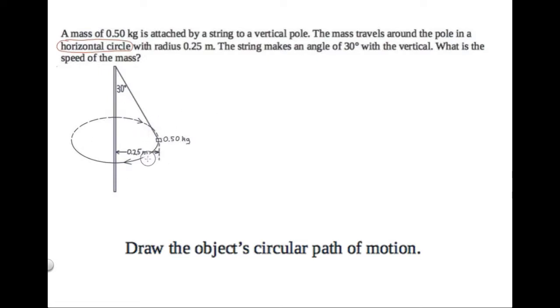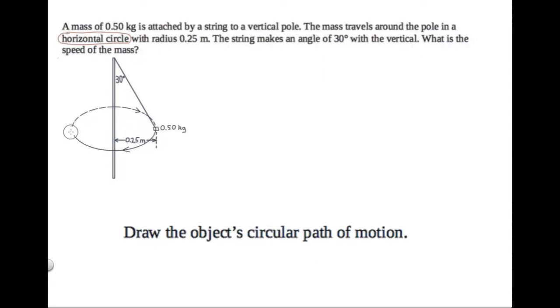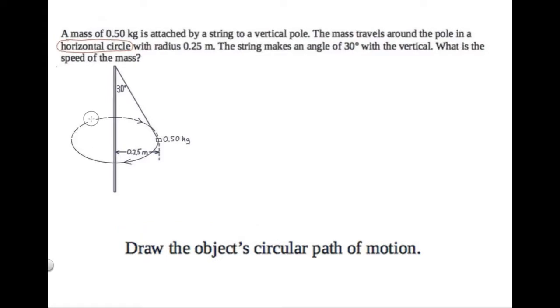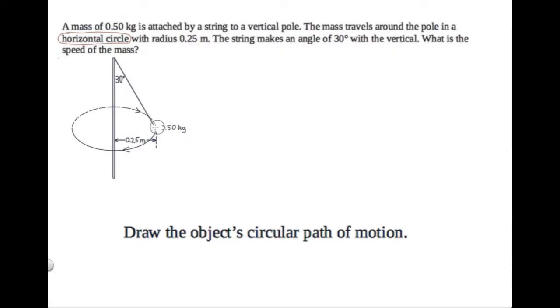In this portion of the path, the object is moving in front of the pole. At this point in the path, the object is moving directly away from you into the page. Then in this portion of the path, the object is moving behind the pole, and at this point in the path, the object is moving directly towards you, out of the page.